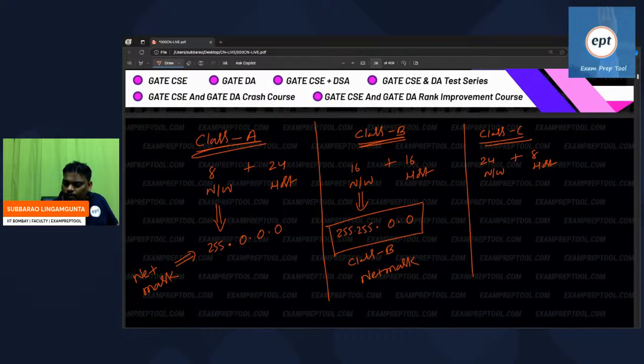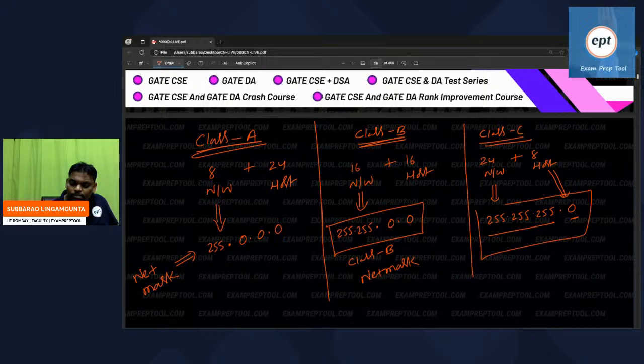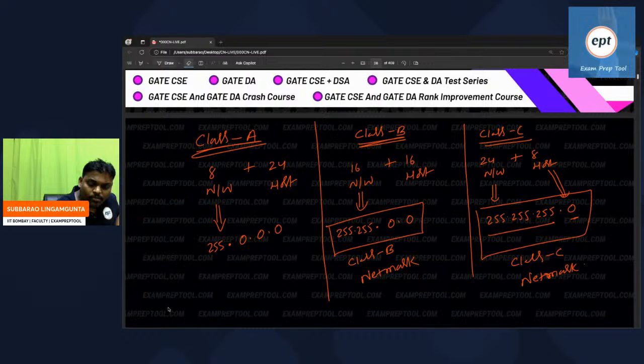Next one. Can you see the class C? Network part all ones, host part all zeros. This is going to be class C net mask. What is the use? You will get to know afterwards. This is the class A net mask. Every class has a net mask. Mask means hiding; it is hiding something.